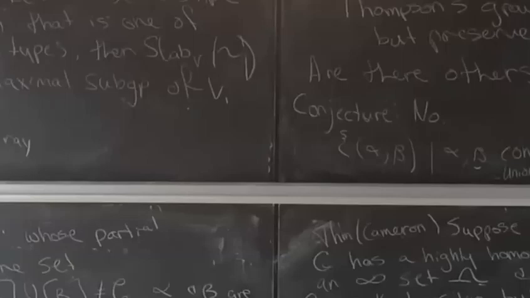But not for Thompson groups. Oh, in general, okay, I don't know. And what do the words highly homogeneous mean? By highly homogeneous I mean you're transitive on sets instead of ordered pairs, for all K. That's what we mean by highly homogeneous.